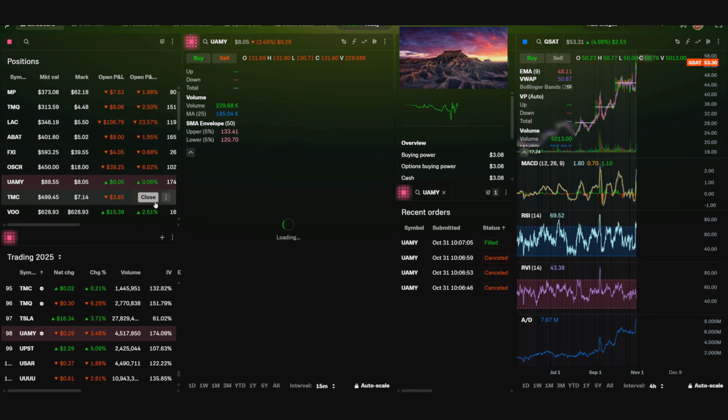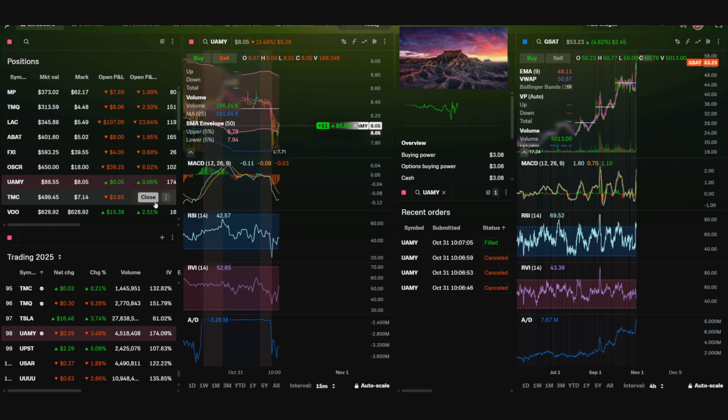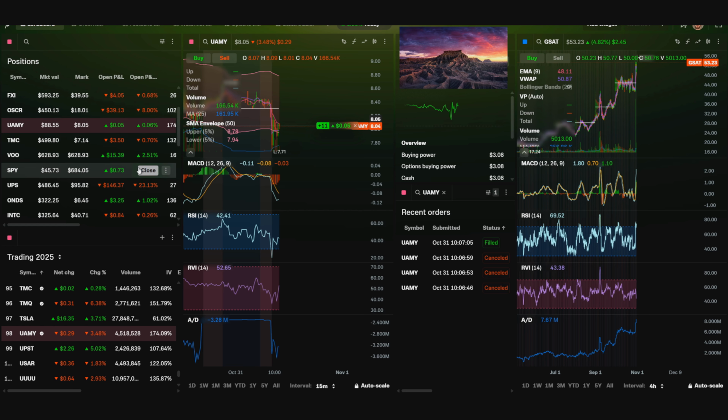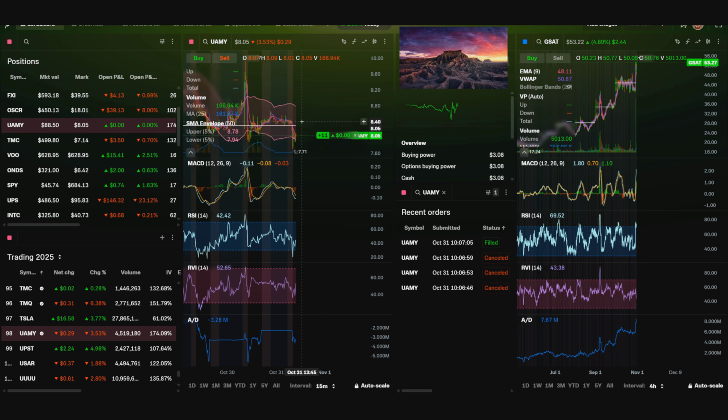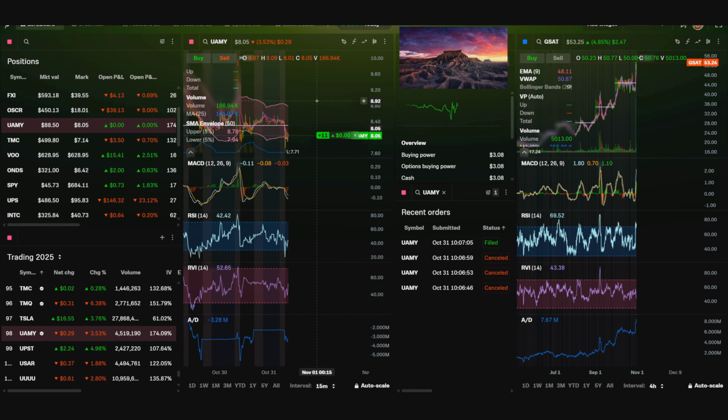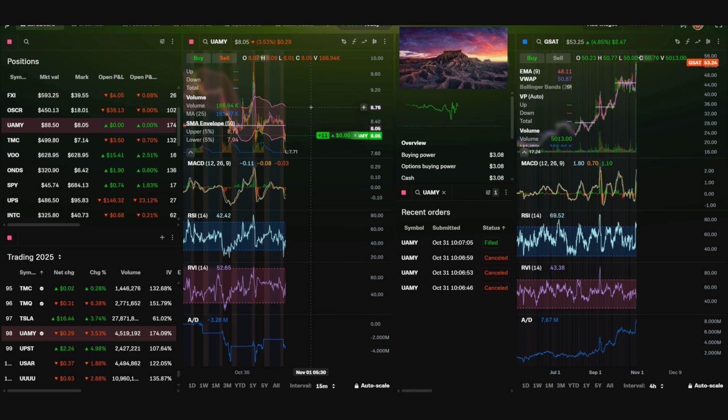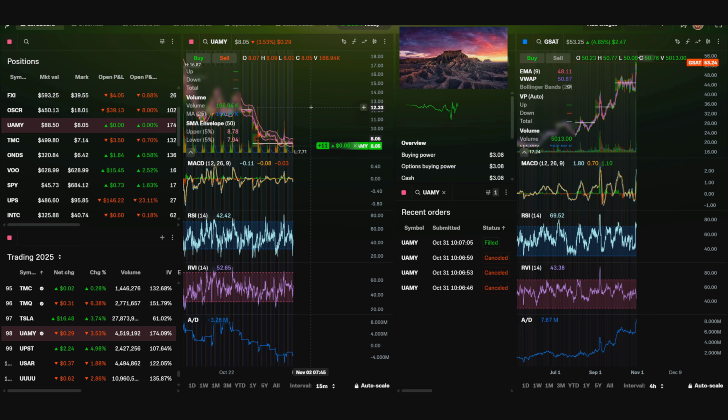United States Antimony, UAMY, PMQ, MP, ABAT, ONS. A lot of stuff took a huge hit lately. They kept taking hits. So now I think is your time to buy. This is a super safe time to buy a lot of these.